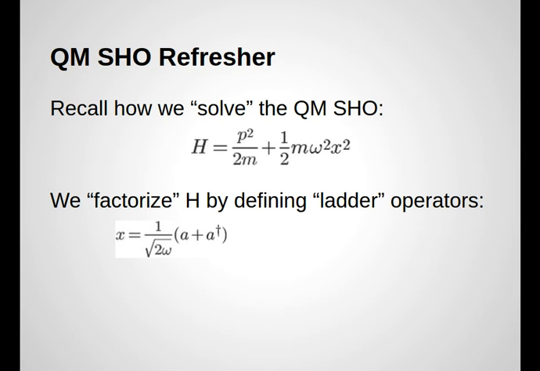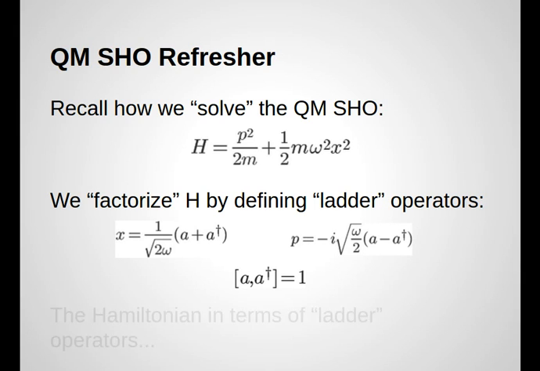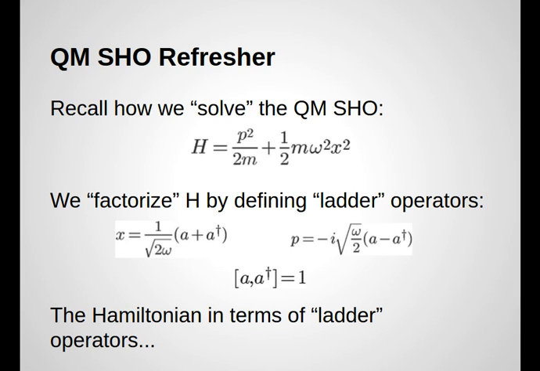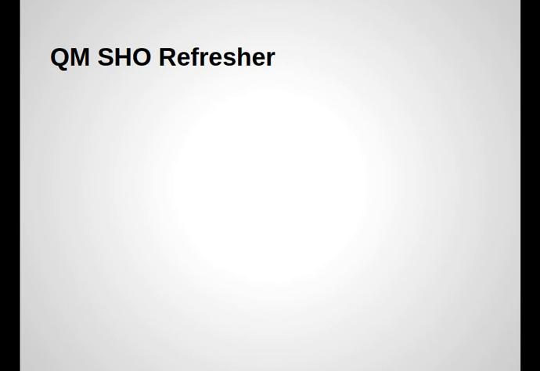And so you can rewrite x as the sum of some operator and its Hermitian conjugate. You can write p in the same way, basically. And then what you find is that you take the canonical commutation relation between x and p, and you can derive a commutation relation between this operator A and its Hermitian conjugate. And it's fairly simple. And when you plug it in, you find that the Hamiltonian takes a very simple form.